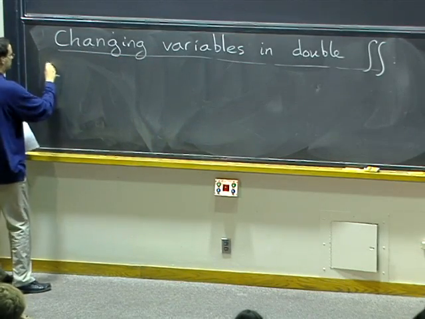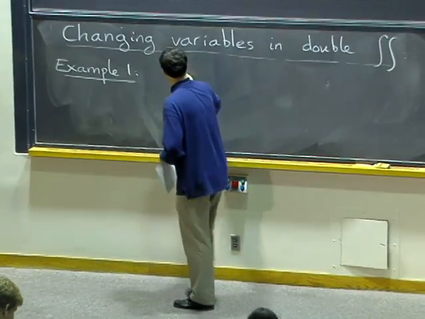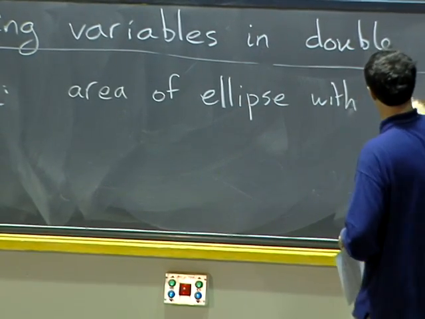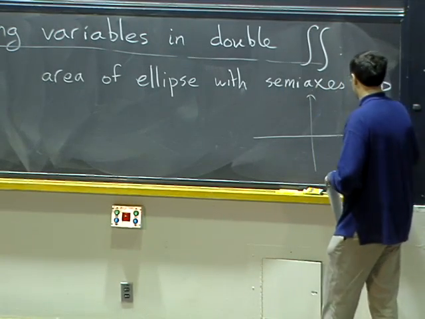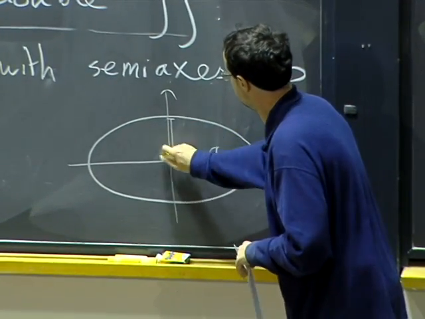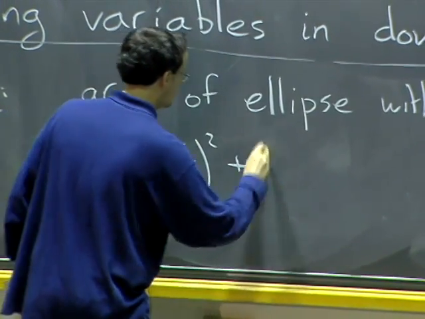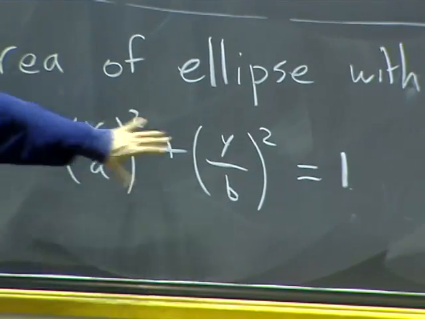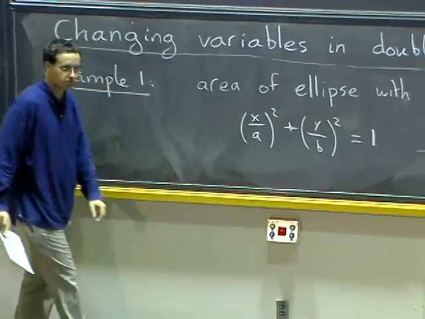Okay, so let me start with a simple example. Let's say that we want to find the area of an ellipse with semi-axes A and B. An ellipse is just like a squished circle. There's A and there's B. And the equation of that ellipse is (x/A)^2 + (y/B)^2 = 1. Well, that's the curve. And the inside region is where this is less than 1. Okay, so it's just like a circle, but where you have rescaled x and y differently. So let's say we want to find the area of that.